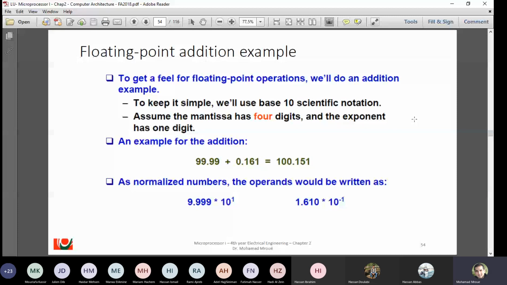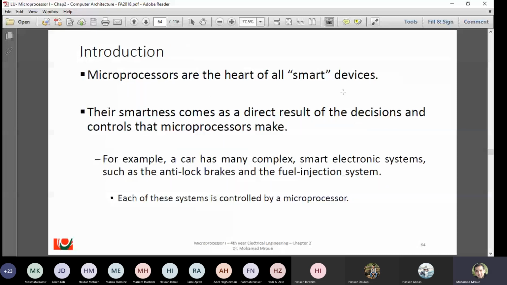Now, classification of microprocessors. Microprocessors are the heart of all smart devices, and their smartness comes as a direct result of the decisions and controls that microprocessors make. For example, a car has many complex smart electronic systems such as the anti-lock brakes and the fuel injection system. Each of these systems is controlled by a microprocessor.